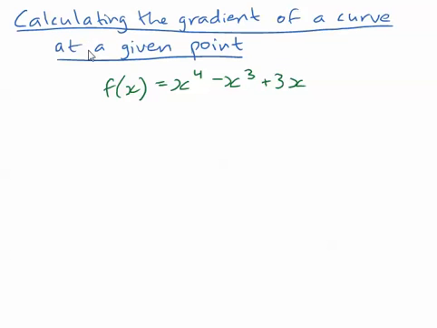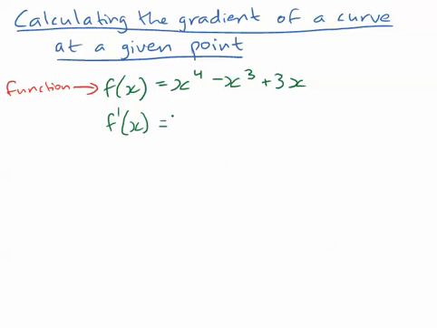In this video we're going to learn how to calculate the gradient of a curve at a given point. So if we start with a function like this, f of x is x to the power of 4 minus x cubed plus 3x, then this is our function. And like we've been doing before, we're going to differentiate it, and that gives us f prime of x.